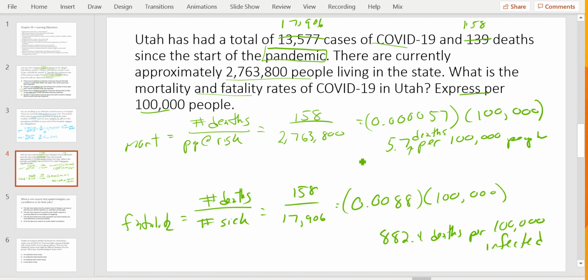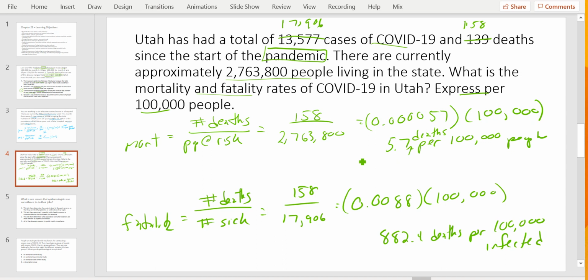Okay. What that means is living in the state of Utah, there'd be 5.7 deaths from COVID-19 for every 100,000 people in the state. So out of every 100,000 people that live here, 5.7 of them will die from COVID-19 with our current data.